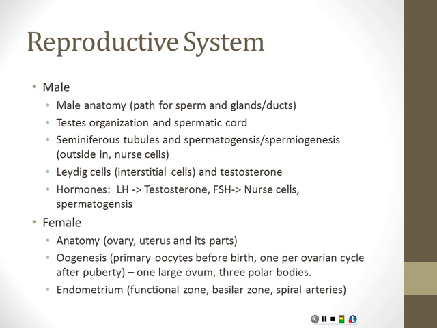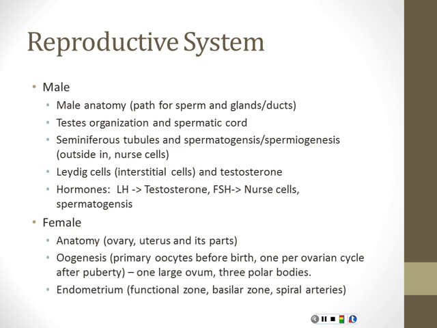You should definitely know the path for sperm from creation all the way to the urethra. So how they're made in the testes. They leave through the rete testis to the epididymis to the vas deferens, and so on. And then you should know the different glands and ducts. So we talked about the prostate gland, the seminal vesicle, the ejaculatory duct. You should know all those.